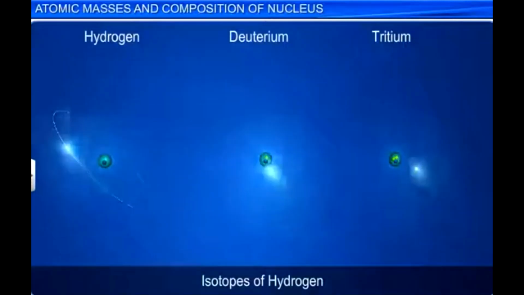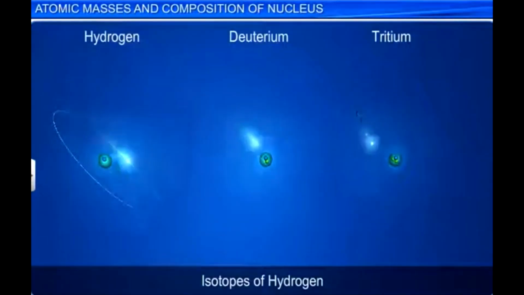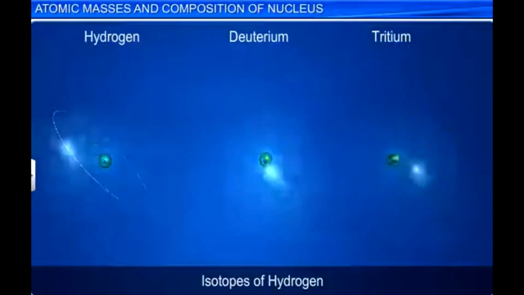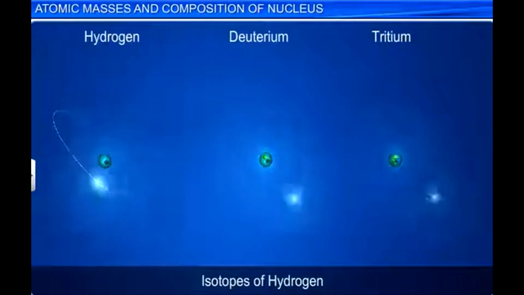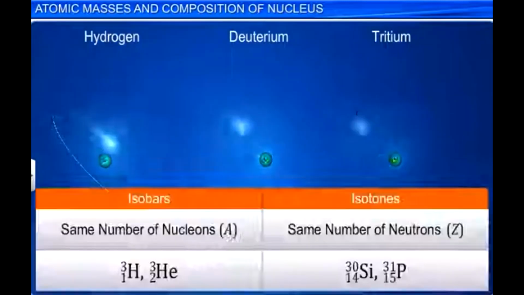However, all isotopes of an element have the same number of protons and electrons. Since the chemical properties of an element depend upon the electronic structure, isotopes have identical chemical properties. Other than isotopes, there are isobars and isotones also.